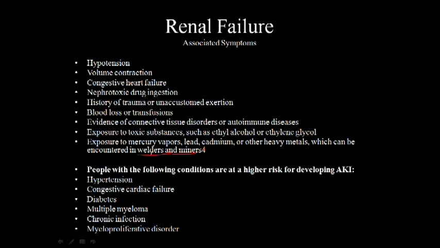People with the following conditions are at a higher risk for developing acute kidney injury: hypertension, congestive heart or congestive cardiac failure, diabetes, multiple myeloma, chronic infection, or myeloproliferative disorder. All of these things can increase renal failure or be a symptom of it.